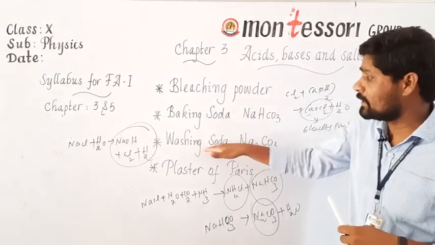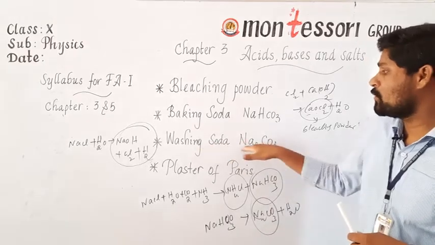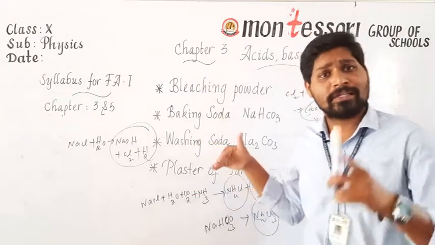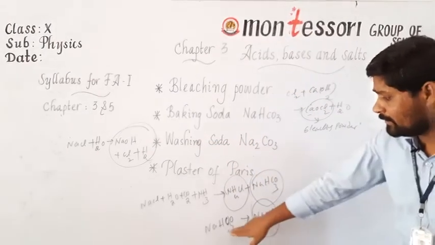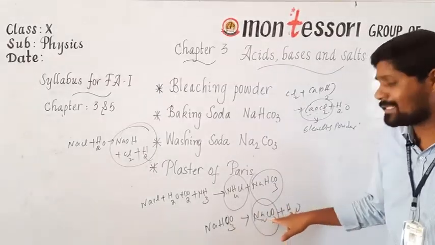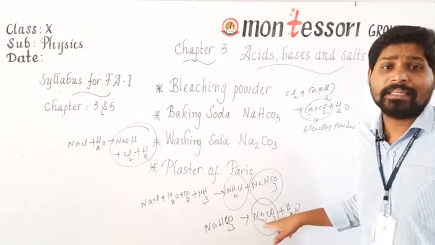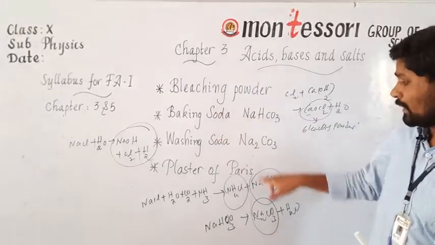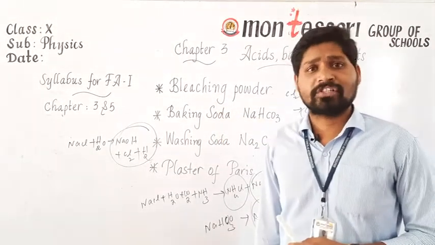So next, coming to washing soda. Washing soda is also called sodium carbonate. So how do we get this washing soda? As you know very well, whenever you heat baking soda, the product is Na2CO3. So on heating the baking soda, we can get washing soda.